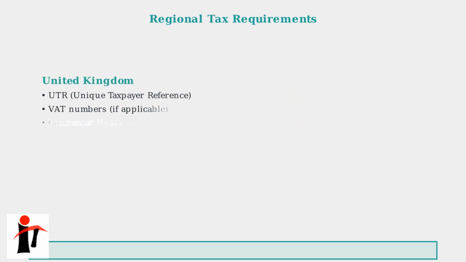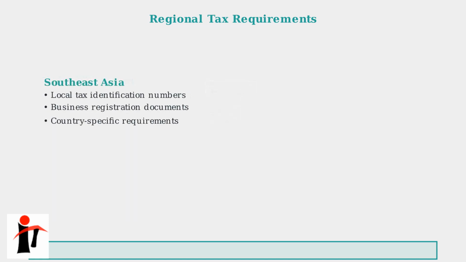The United Kingdom requires a unique taxpayer reference, or UTR, along with VAT numbers where applicable. Companies must also provide their Companies House registration details. Southeast Asian markets have diverse requirements varying by country, with emphasis on local tax identification numbers and business registration documents specific to each nation's regulatory framework.